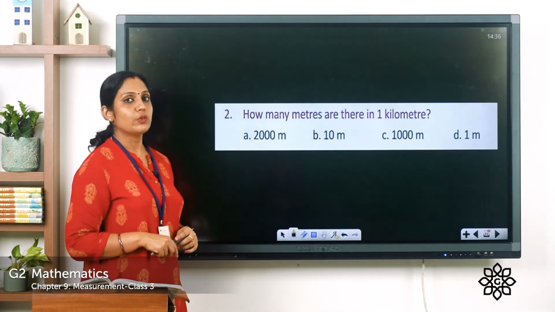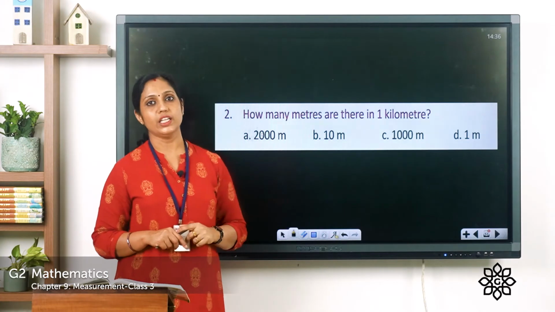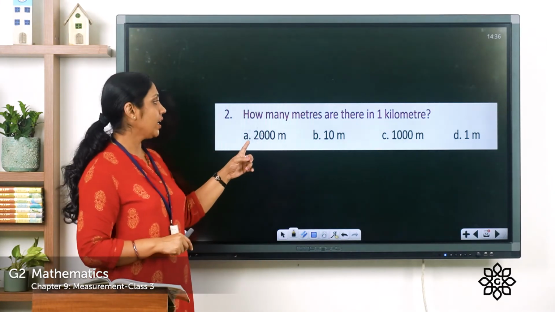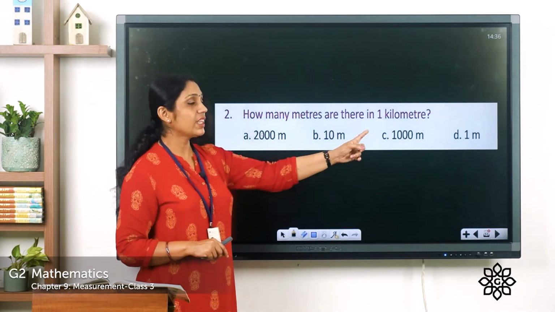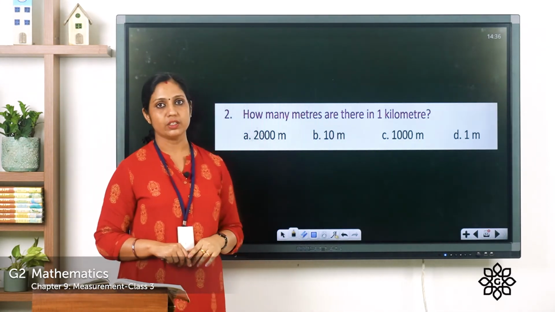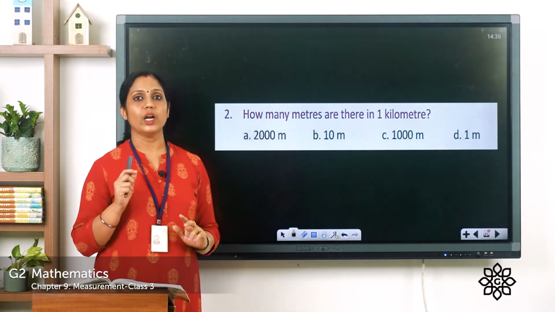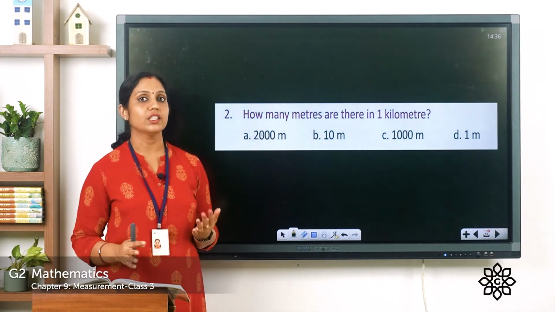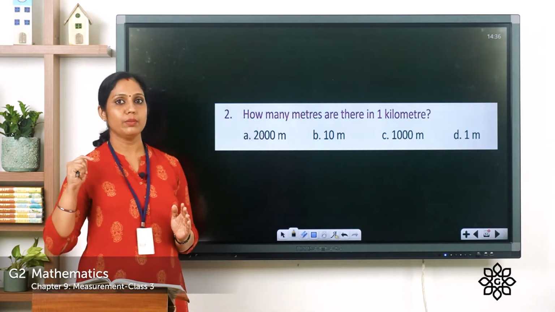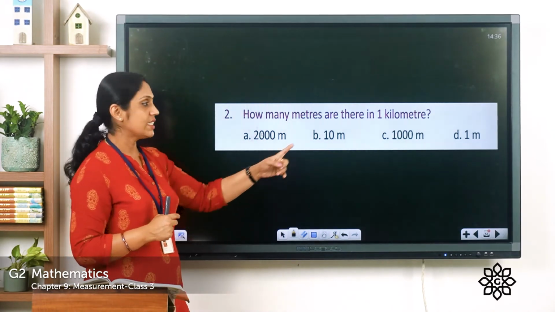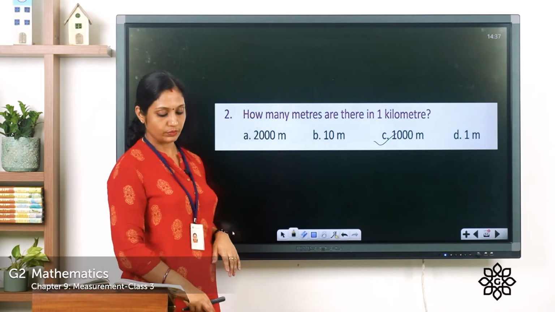Now let's move on to our question number 2. How many meters are there in 1 kilometer? And look at the options. A, 2000 meter. B, 10 meter. C, 1000 meter. And D, 1 meter. Now look at the question again. How many meters are there in 1 kilometer? So we have learned that 1 kilometer is equal to 1000 meters. So which is the correct option? C is the correct option. You can tick the option C.